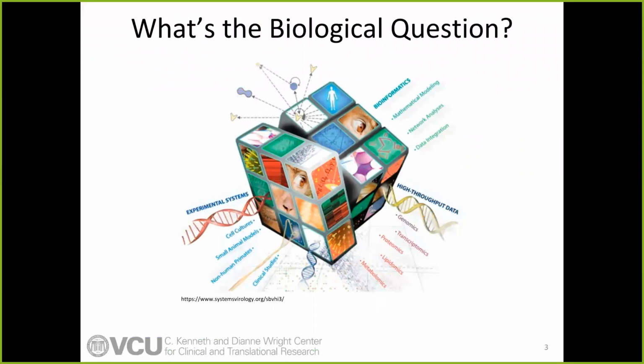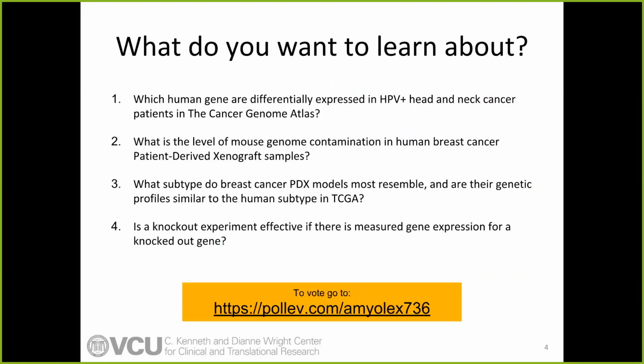So an important thing with any bioinformatics analysis and any experiment really is to know what your biological question is. The experimental systems, your high throughput technologies, the bioinformatics and mathematical modeling techniques you use on your data are all interconnected. And you have to take them all into account when you're developing a pipeline or an experiment in general. So I always like to make sure we know what our biological question is. And with that, I just wanted to ask everyone what you wanted to learn about.